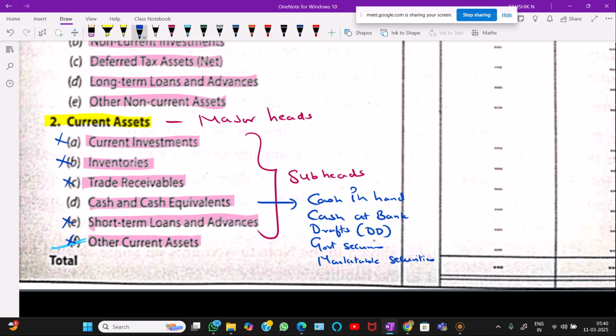So these are all the classic examples for your cash and cash equivalent. Yes, there is one more item that's called checks in hand. Okay, so checks or checks in hand.